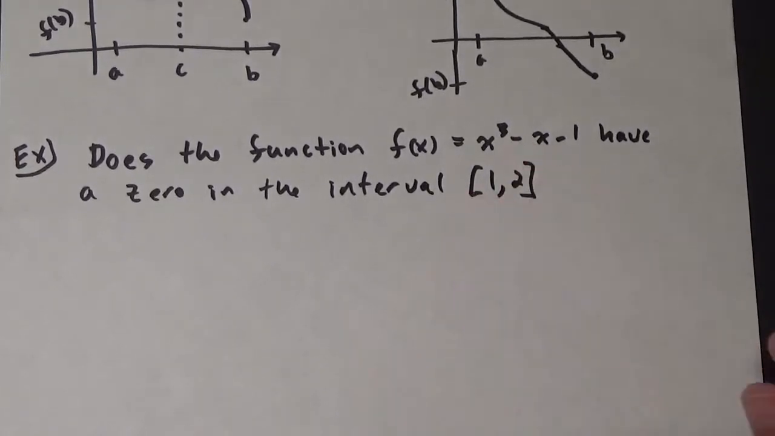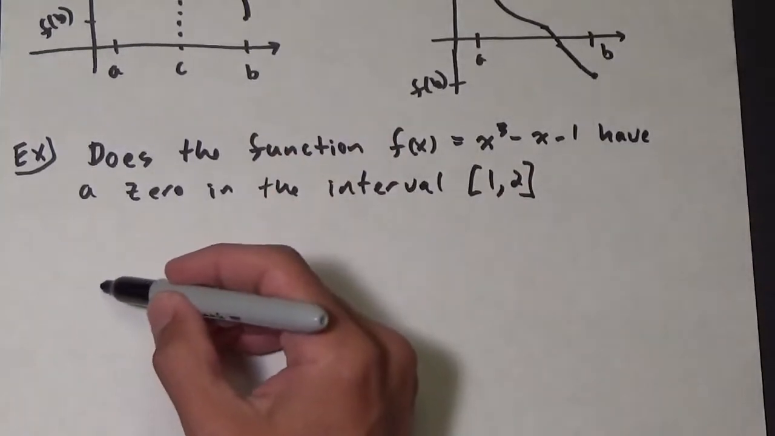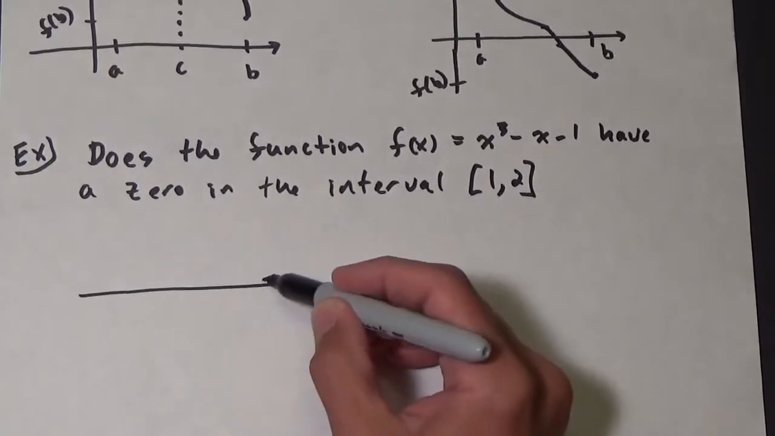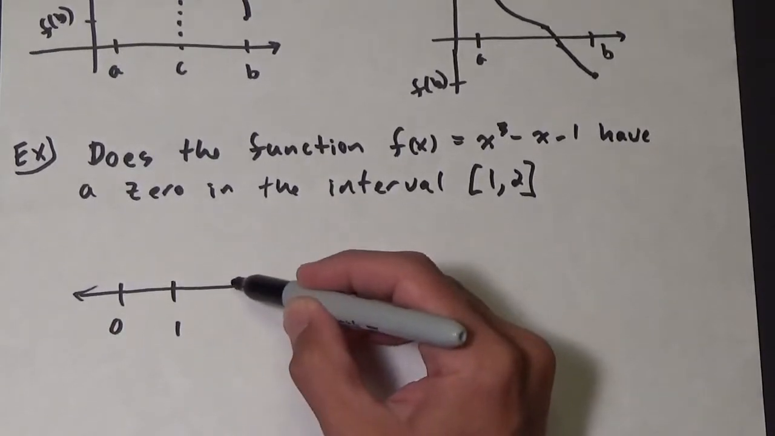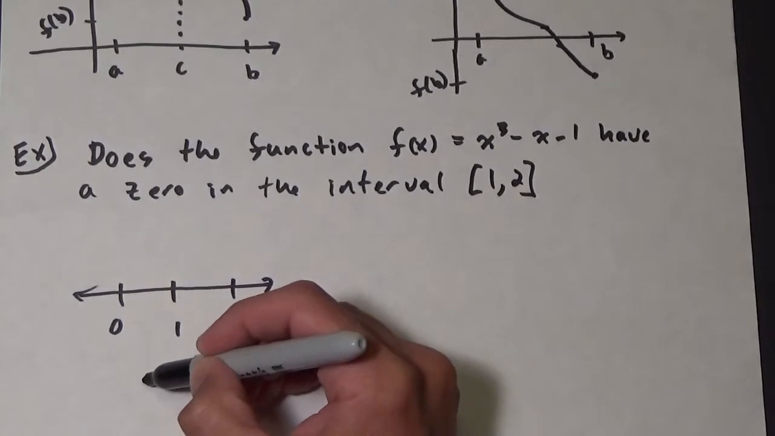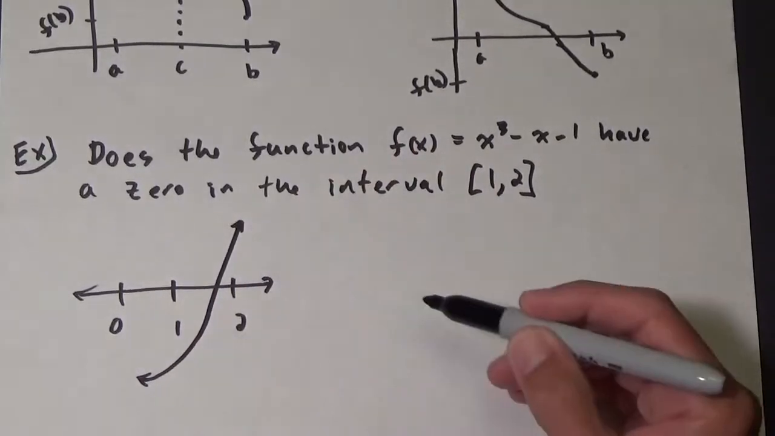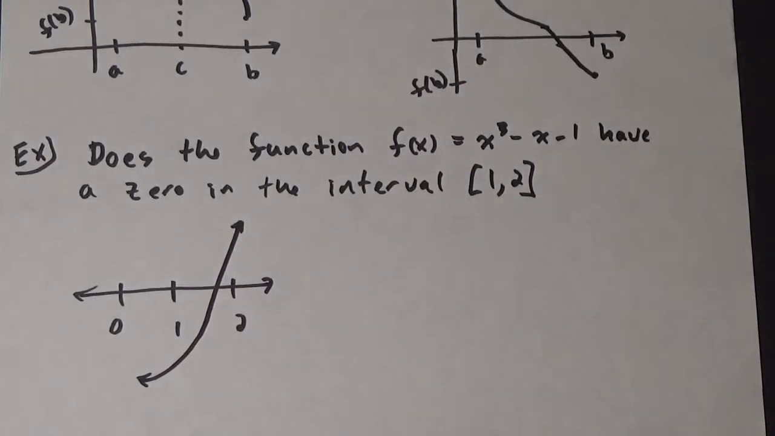Okay, so we have this function x cubed minus x minus 1, and we don't know what this looks like, but we could imagine that along the x-axis, here's 0, here's 1, here's 2, that somewhere along the x-axis it crosses the x-axis. And this question's asking, does that happen between 1 and 2?